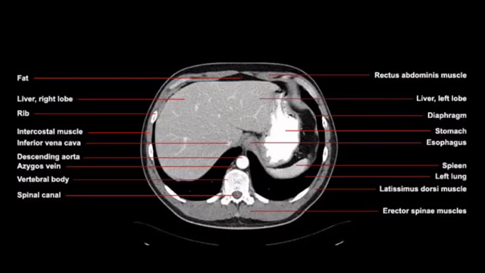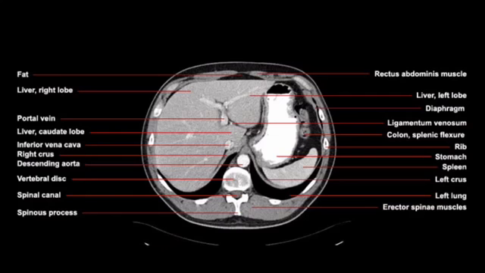One other structure that we can see in the left upper quadrant is this very small area. This is actually the spleen. The spleen is a small organ to start with, and we're just barely seeing a portion of the spleen. As we go more inferior in the patient, we'll see more portions of the spleen.